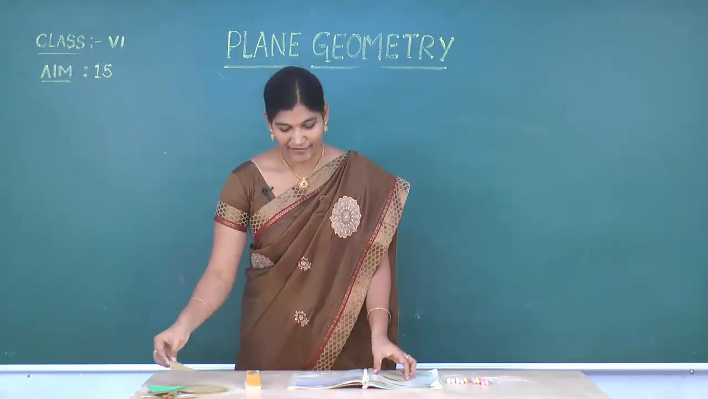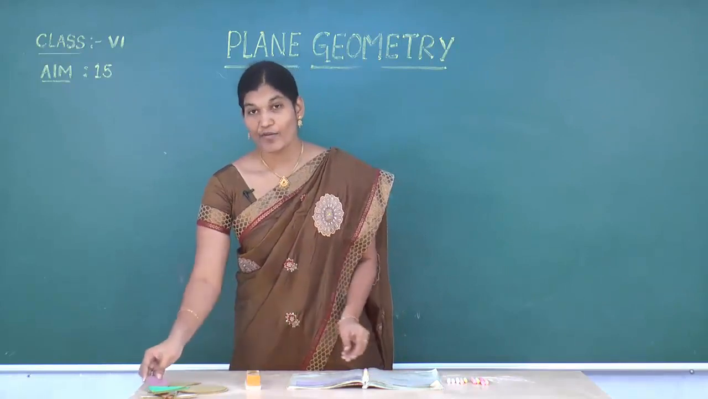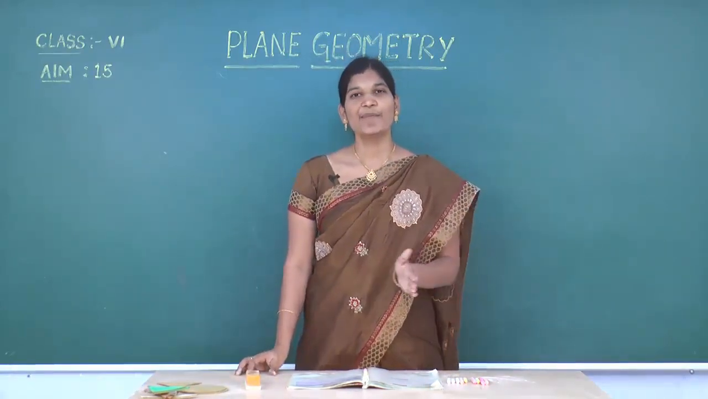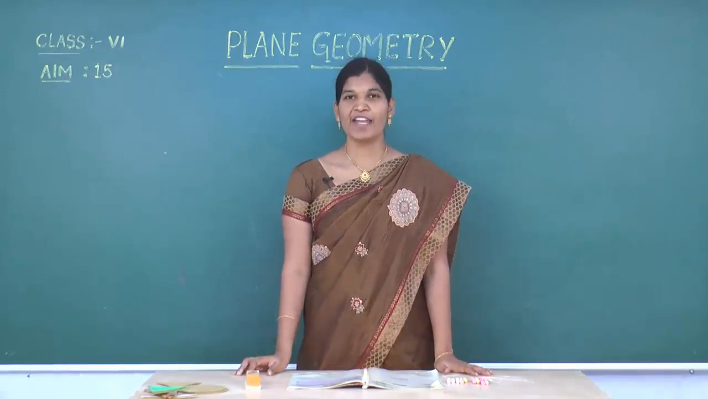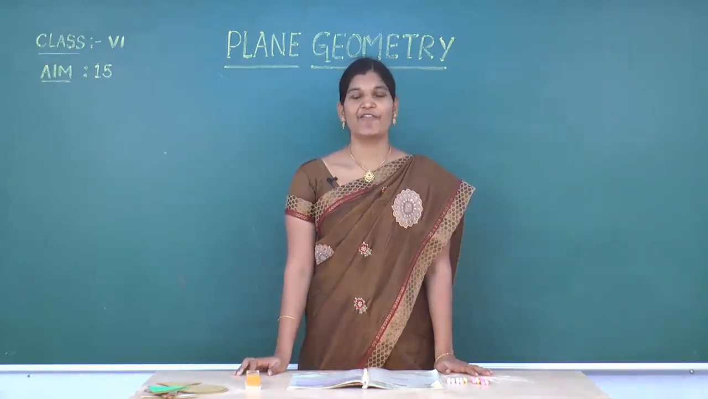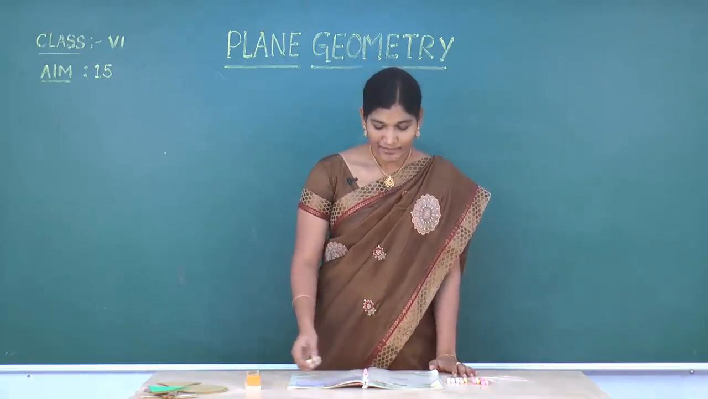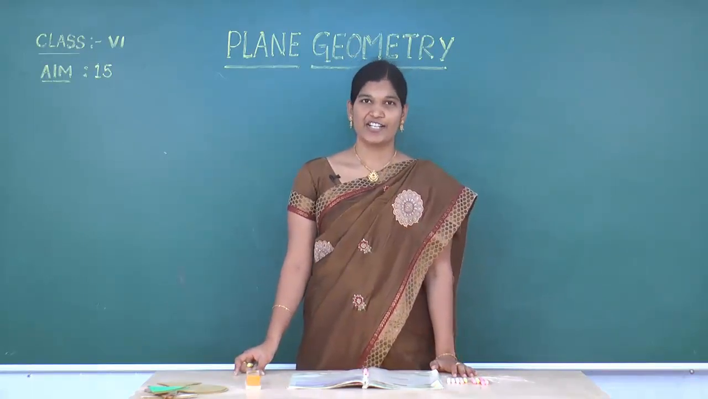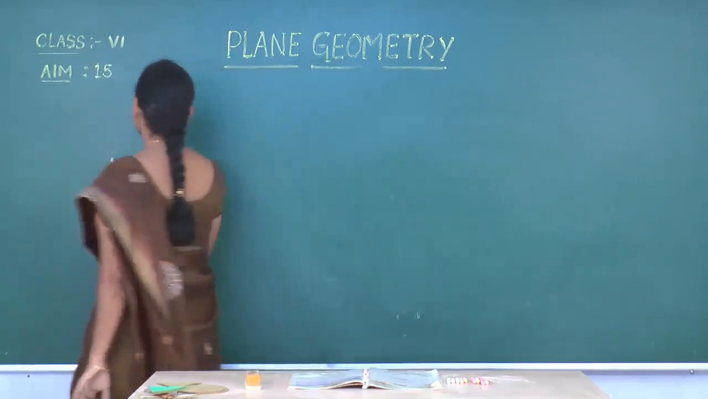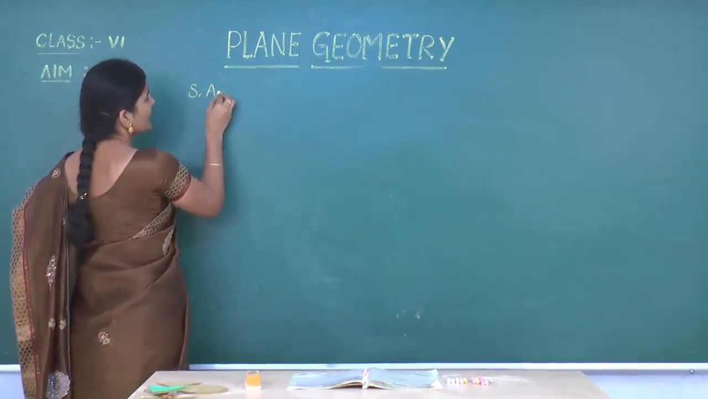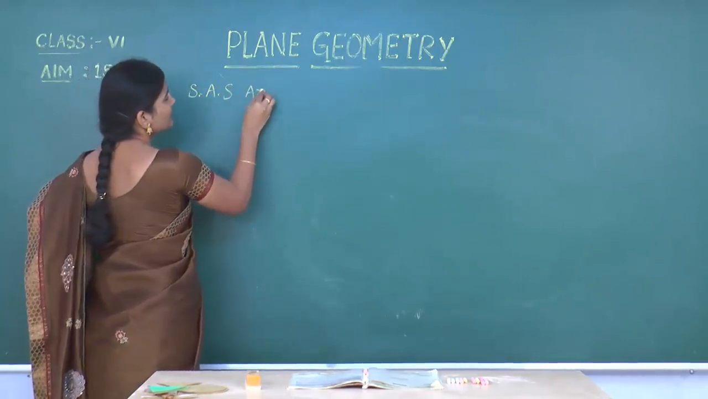In this way we can classify what are similar figures and what are congruent figures. And now, coming to congruency, let me explain some axioms of triangles. The first one is the SAS axiom.